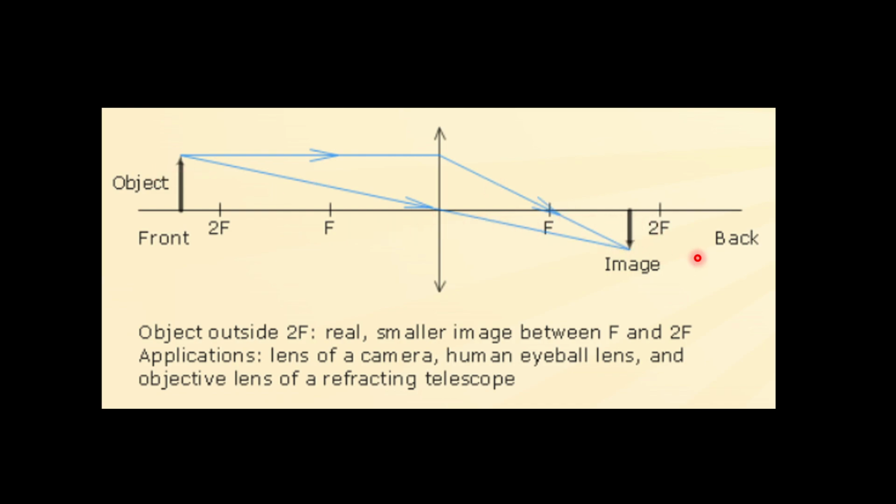Now there are 2 rules that you must remember. There will always be 2 light rays coming from the top of the arrow. One will go parallelly to the principal axis and converge through the focus, and the other one will go directly through the optical center of the lens. Now this is the optical center of the lens.